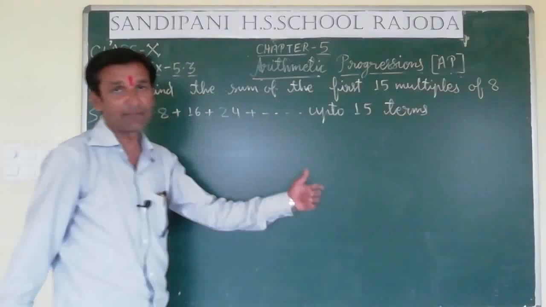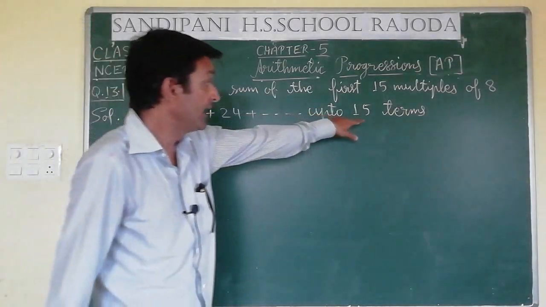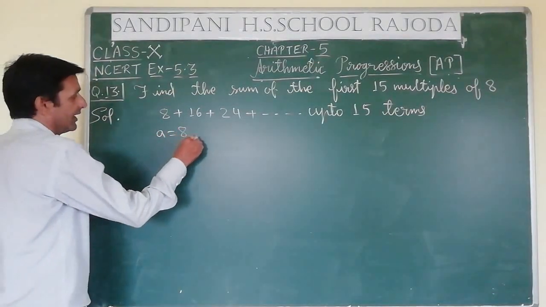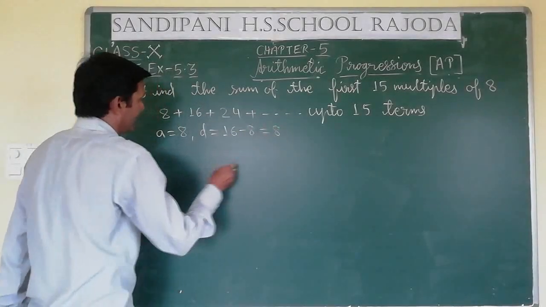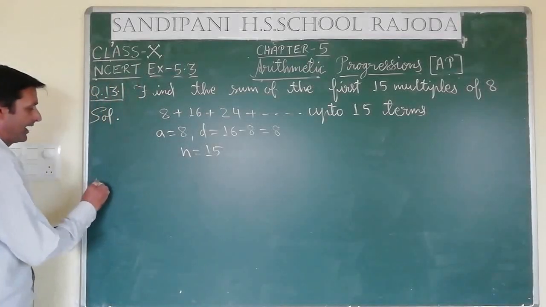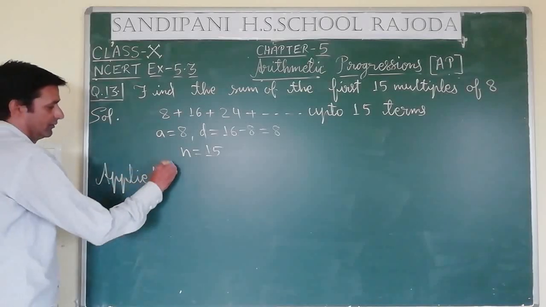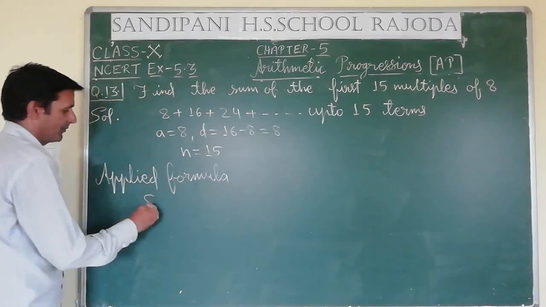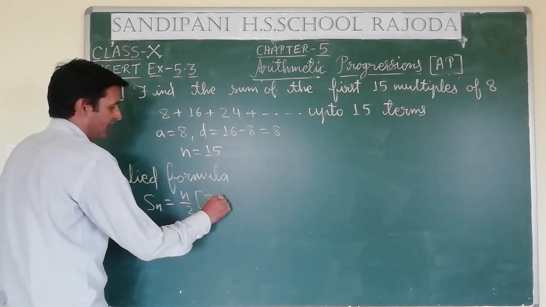We have to find the sum of the 15 multiples, that's why in place of n we have to write 15. So a is equal to 8 here, and the common difference is 16 minus 8, that is also 8, and n is equal to 15. So the applied formula is the sum of n terms: sum of n terms is equal to n by 2 into 2a plus n minus 1 into d.